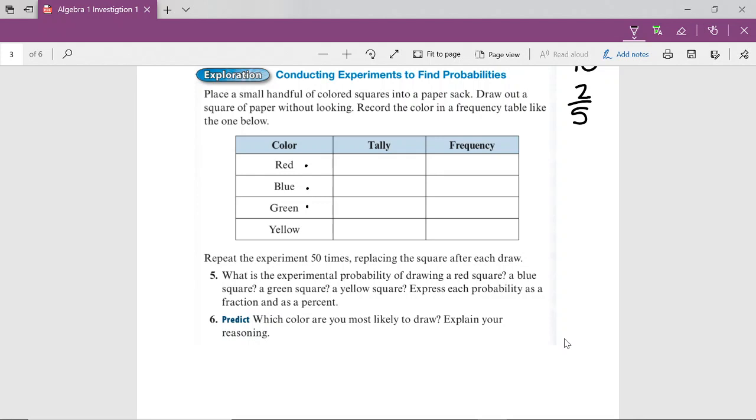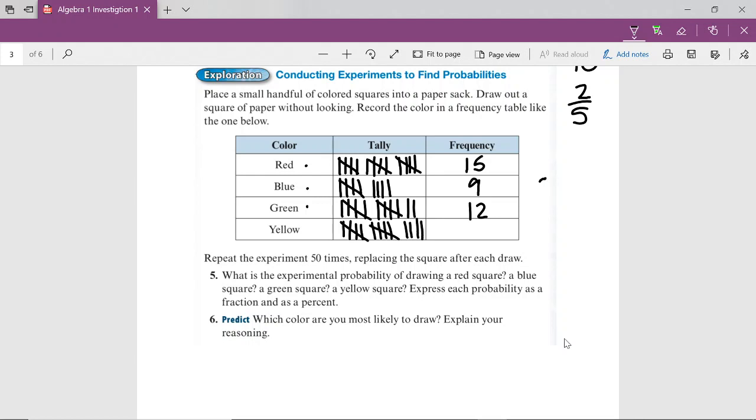So let's say, I'm just going to make up some data here. Let's say that red we got 15 times. Make sure you're doing your tallies correctly. So tallies, we put those marks, and frequency, we actually put the number. Let's say blue happened 9 times. Green happened 12 times. And let's see what I have left. So 15, 9, 12 is 36, so I have done 36 experiments, so I must have gotten 14 on my yellow.